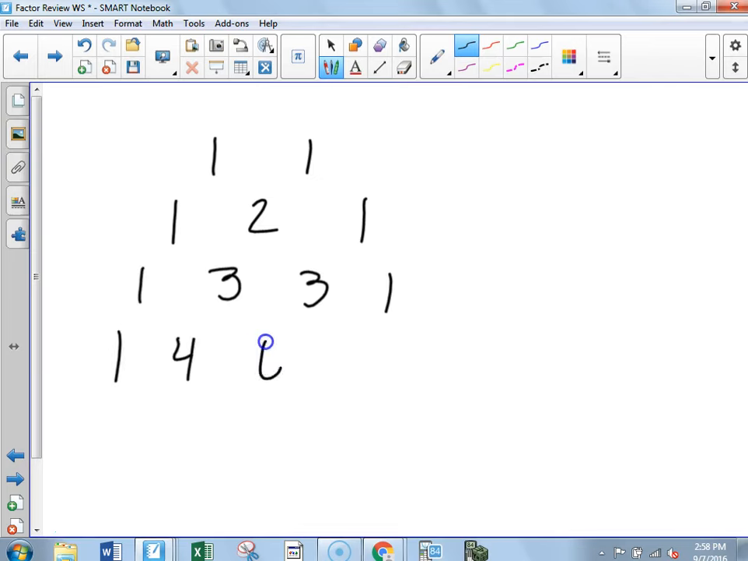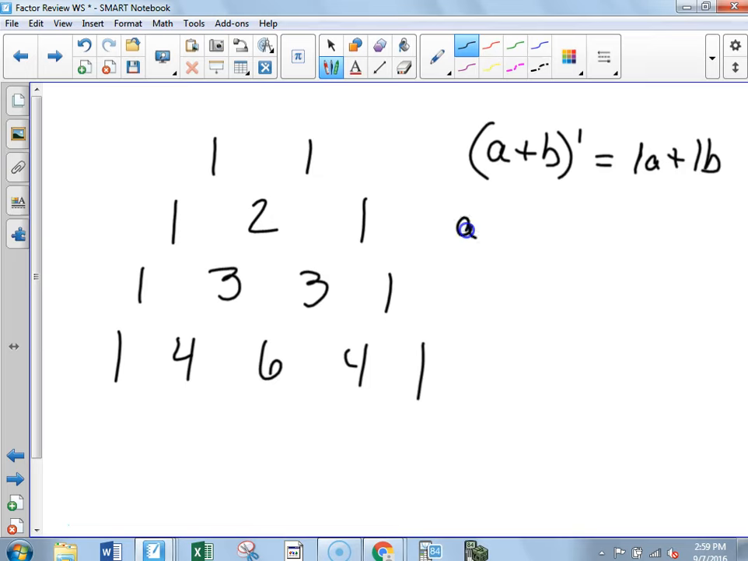It's called Pascal's triangle. And we're going to learn this in depth next semester when we do some combination problems and stuff. But today, guys, what we're using this for is that a plus b to the 1, the coefficients would just be 1a plus 1b. Everybody good? If I had a plus b squared, this row tells me that the coefficients would be 1a squared plus 2ab plus 1b squared.